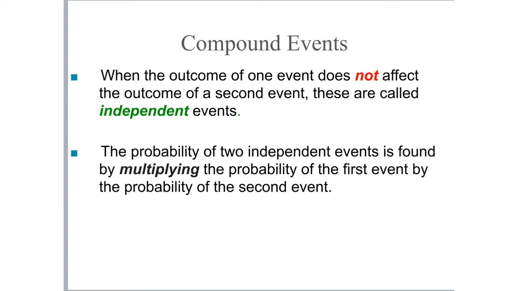When the outcome of one event does not affect the outcome of a second event, these are called independent events. The probability of 2 independent events is found by multiplying the probability of the first event by the probability of the second event.